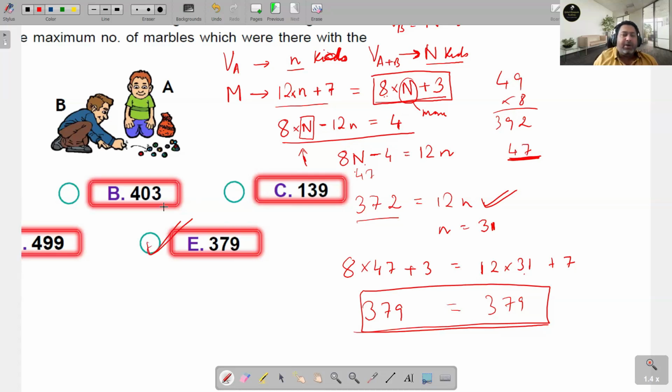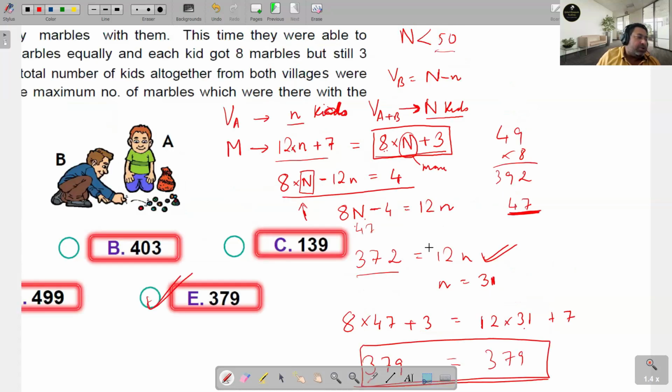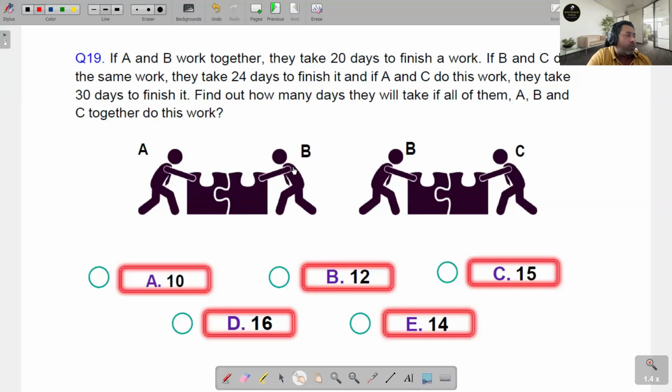This problem is a little bit of a trial and error, and it also tells you how you can use the conditions of the question. Let's look at the next problem. Question 19. If A and B work together, they take 20 days to finish a work. If B and C do the same work, they take 24 days to finish it. And if A and C do this work, they take 30 days to finish it. Find how many days they will take if all of them, A, B, and C, together do this work.